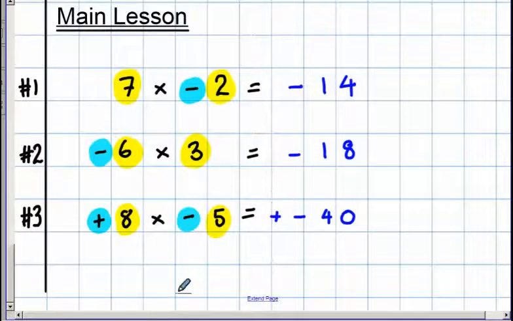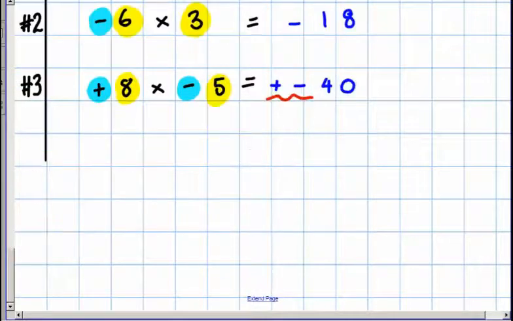I write plus, minus 40. In our next lesson, we'll see that we can do something with that. But for the moment, we'll do that. Now, I'm going to go through one more example, boys and girls. Here we go. Example 4.